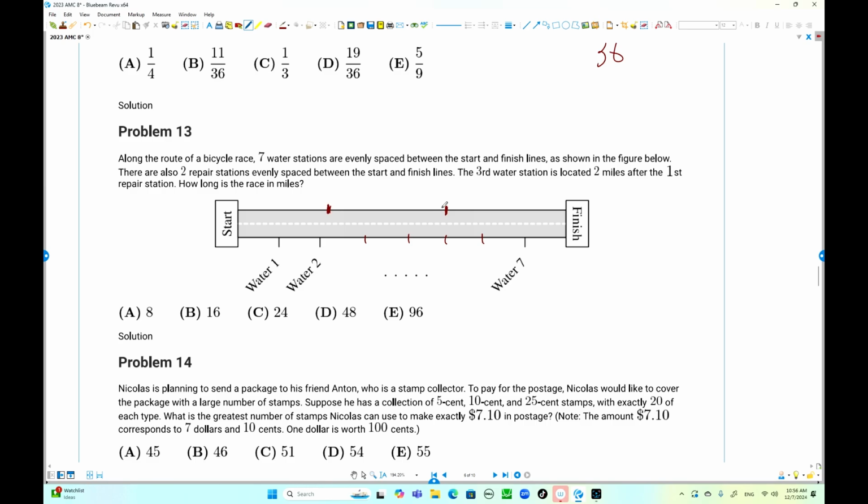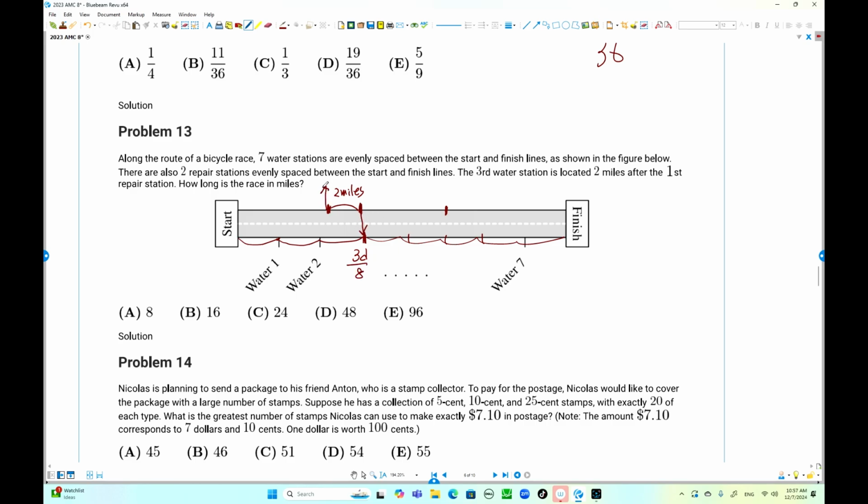The third water station, this is the third water station, and it is located after one post location over here. Okay. So this is 2 miles. This is actually how much? If the distance is d, 1, 2, 3, that is about 8, right? 4, 5, 6, 7, 8. This is about 3 out of 8. So 3d over 8, this side.